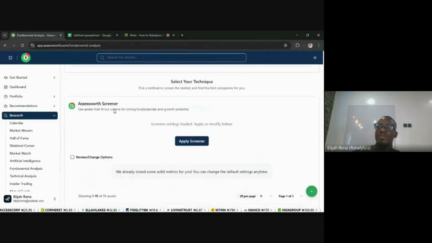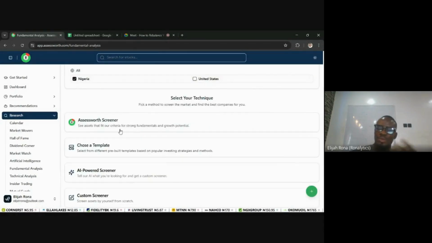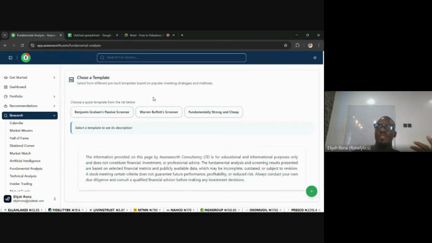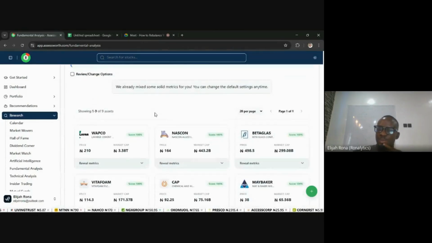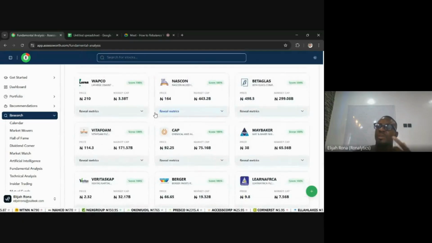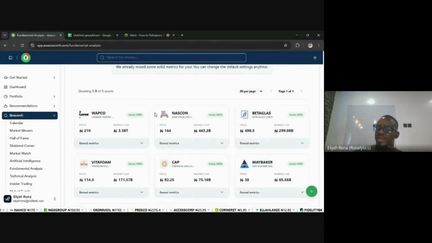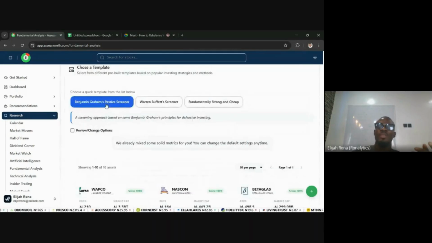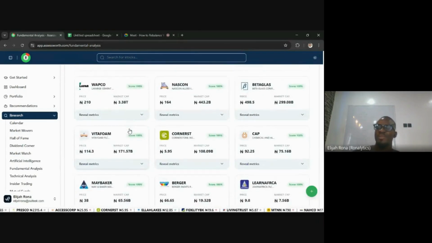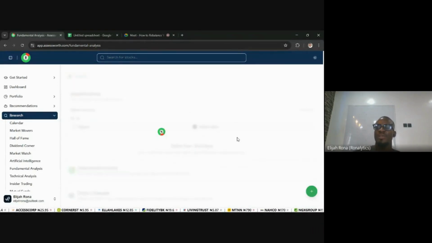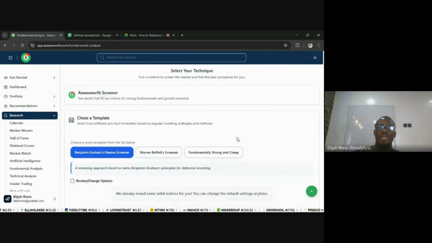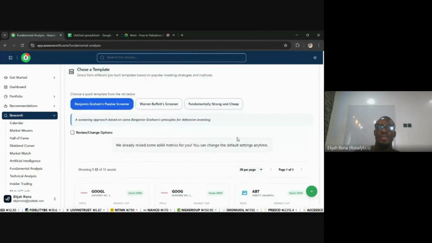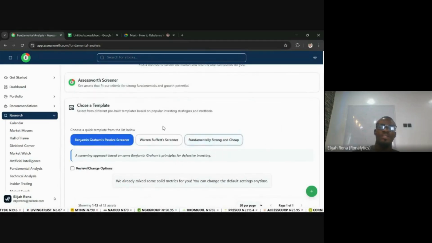They fit Assess What. However, if you do not trust our own or you want other opinions, you click on Choose a Template. Then you can select Warren Buffett's templates. If you have read the book The Intelligent Investor by Benjamin Graham, you can actually find the templates there on page 184. So this is Benjamin Graham's template. You see the companies that fit it. You can always change from Nigeria to United States to see the companies that fit it, right? So this is Google, ABT, etc.